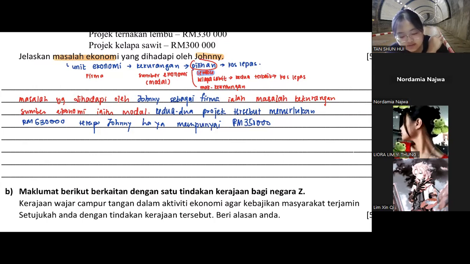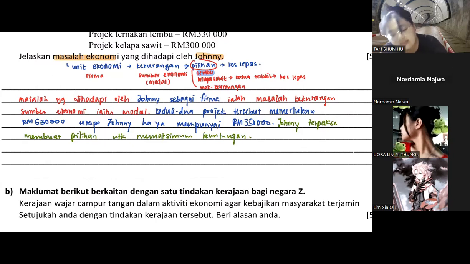All right. After that, you got to mention a little bit on, oh, then the second problem. Johnny need to membuat pilihan. So, Johnny terpaksa membuat pilihan. How? Okay. Untuk memaksimumkan keuntungan. Okay, untuk memaksimumkan keuntungan. And apply again.